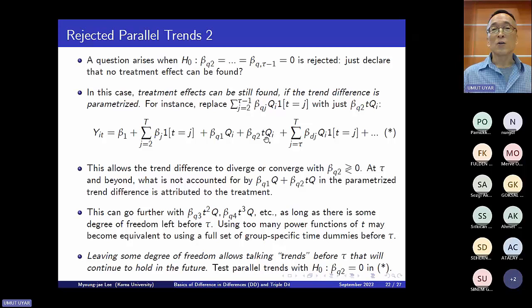So if you use this simpler model, the common trend, parallel trend, can be tested by the slope of t times q being 0. So here, as written here, you can test for parallel trends with the null hypothesis that beta q2 is equal to 0. And if this is rejected, you allow this term, and this can still be taken as a treatment effect.